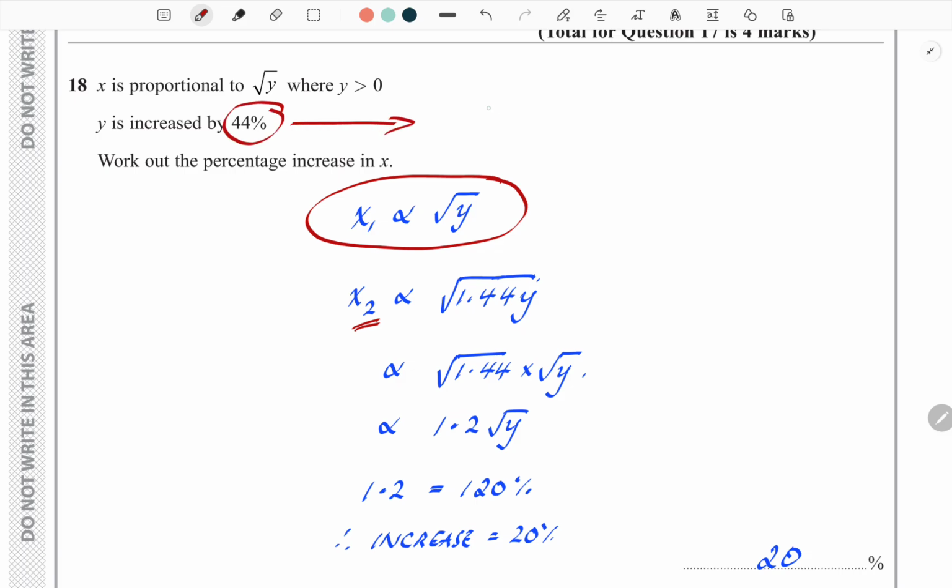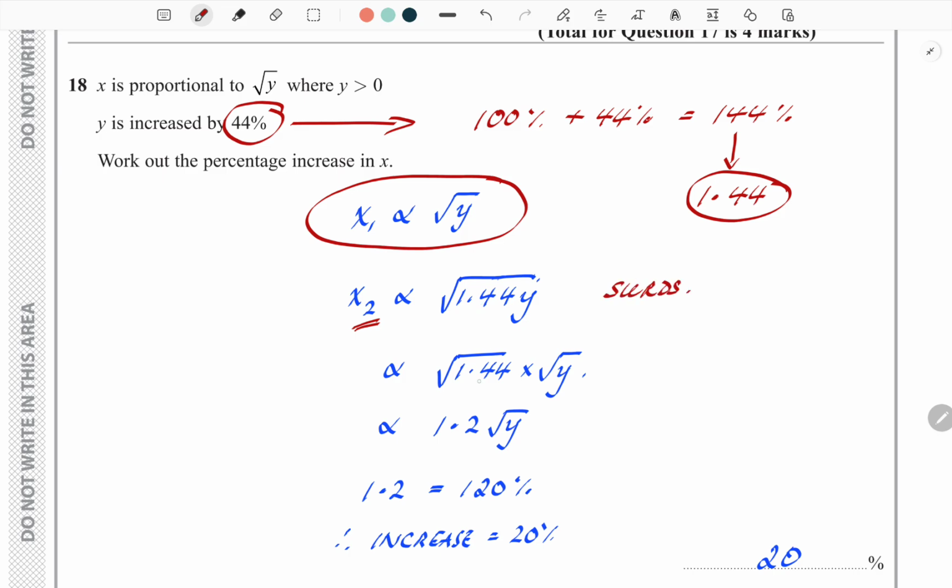44%, remember, is if you're increasing something. So increasing means 100% plus 44%, so 144%, and that as a decimal is 1.44. All right, so the second x value comes from 1.44 times the original y, so y is increased by 44%, so 1.44. And we can now split out exactly the same thing with surds again.